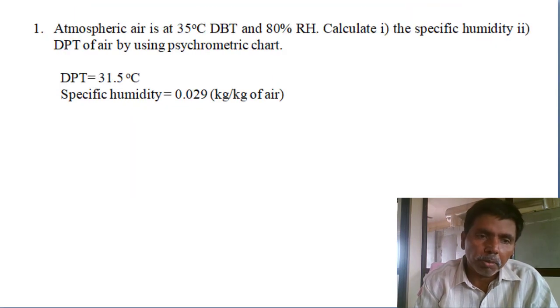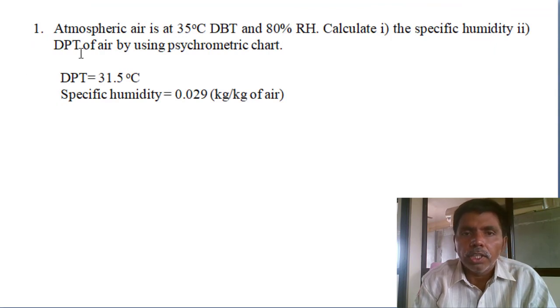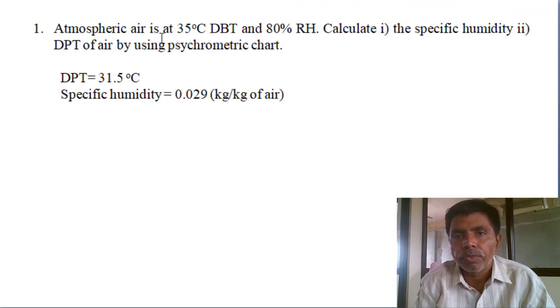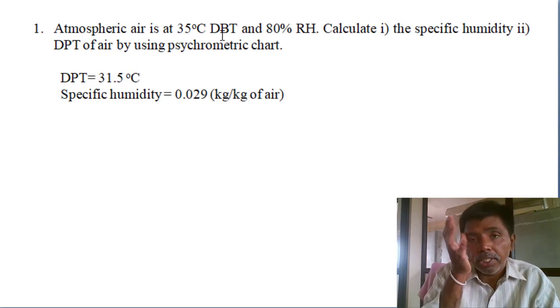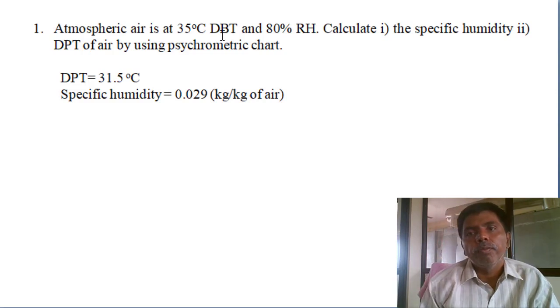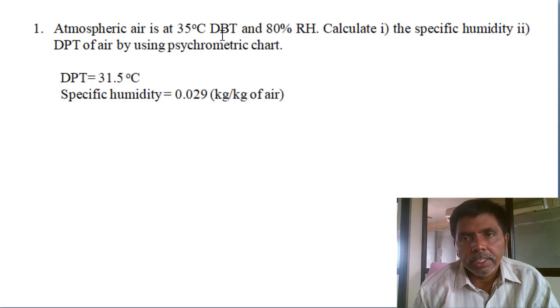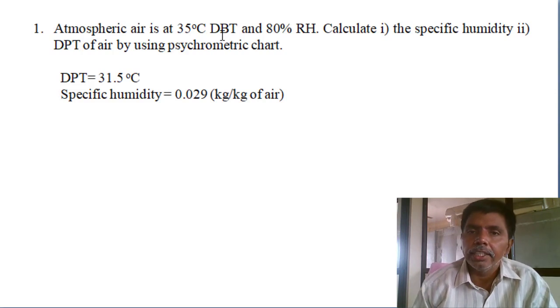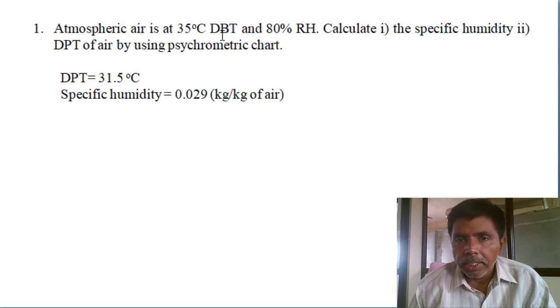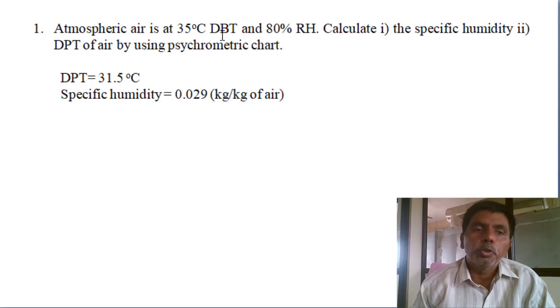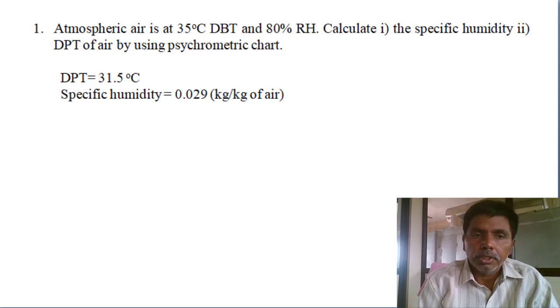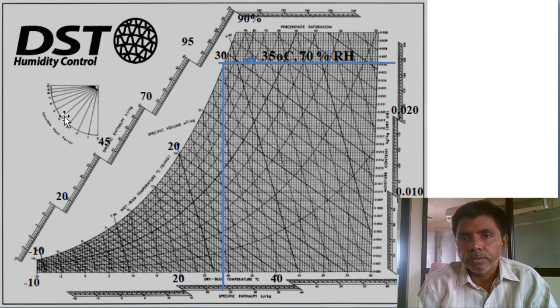Just one more problem we can solve. Atmospheric air is at 35 degrees centigrade dry bulb temperature and 80% relative humidity. One is 35 degrees centigrade, second one is 80% relative humidity. Calculate specific humidity and dew point temperature. You see, same, mark the point.